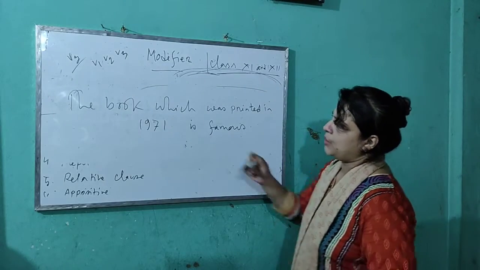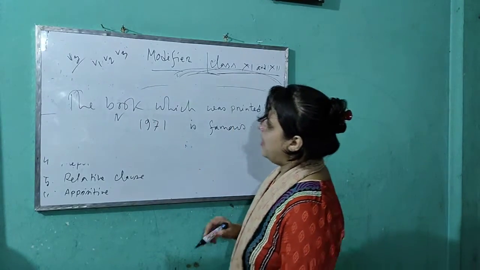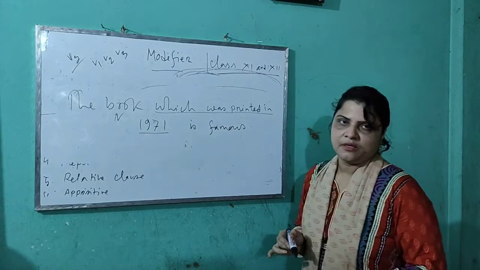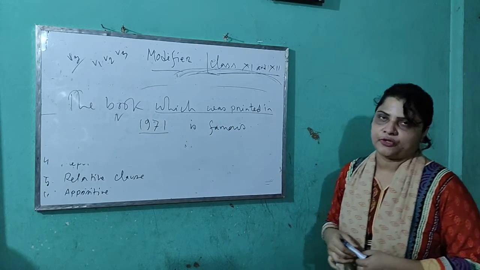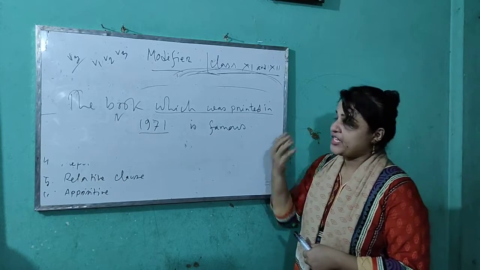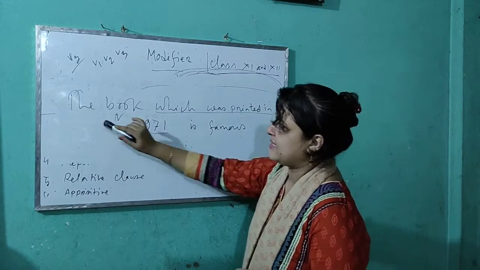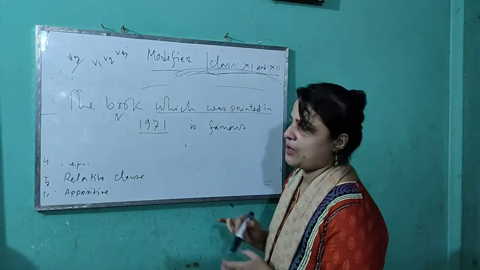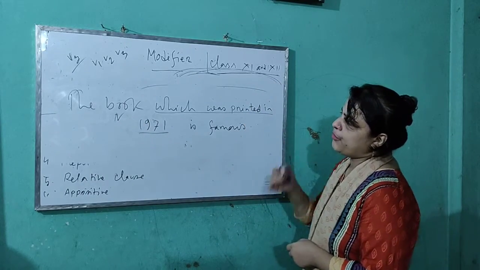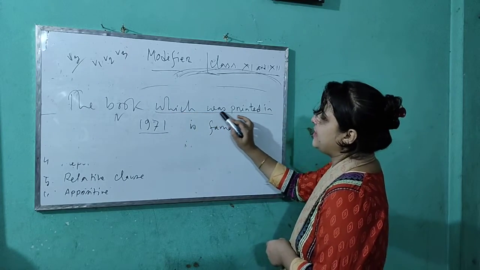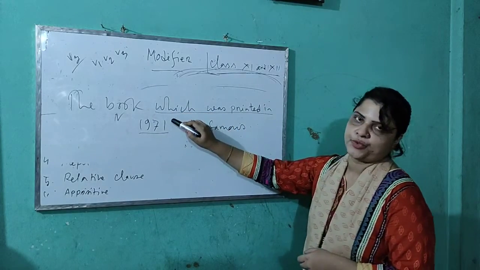You see the book, this is a noun, which was printed in 1971. This is an example of a relative clause. The book, which was printed in 1971, is famous. So the main clause is "the book is famous." This is the principal clause. Okay, and you make another clause, the subordinate clause, by using a relative pronoun.